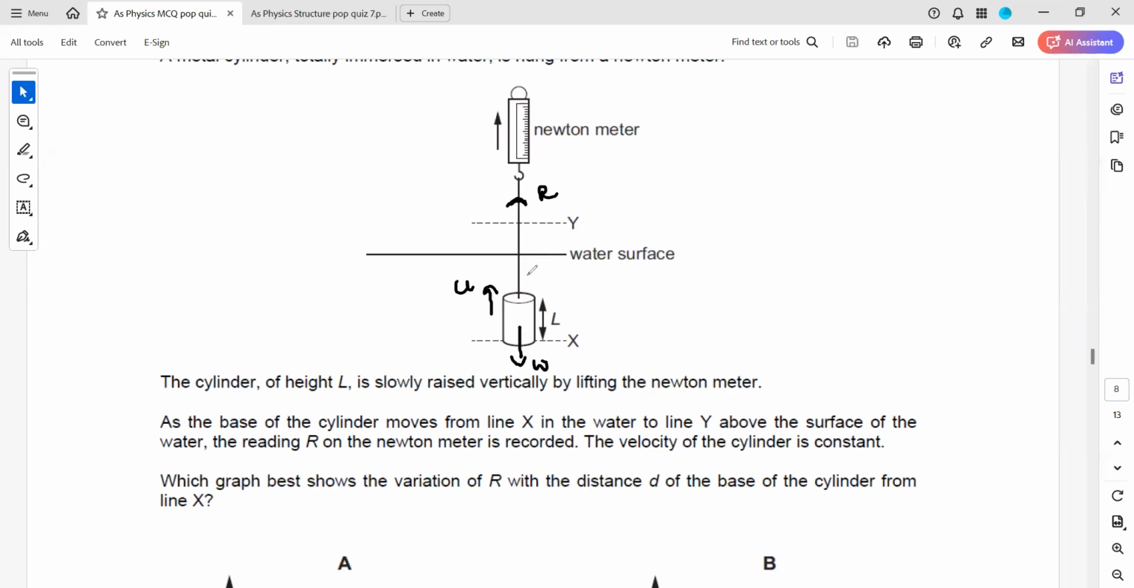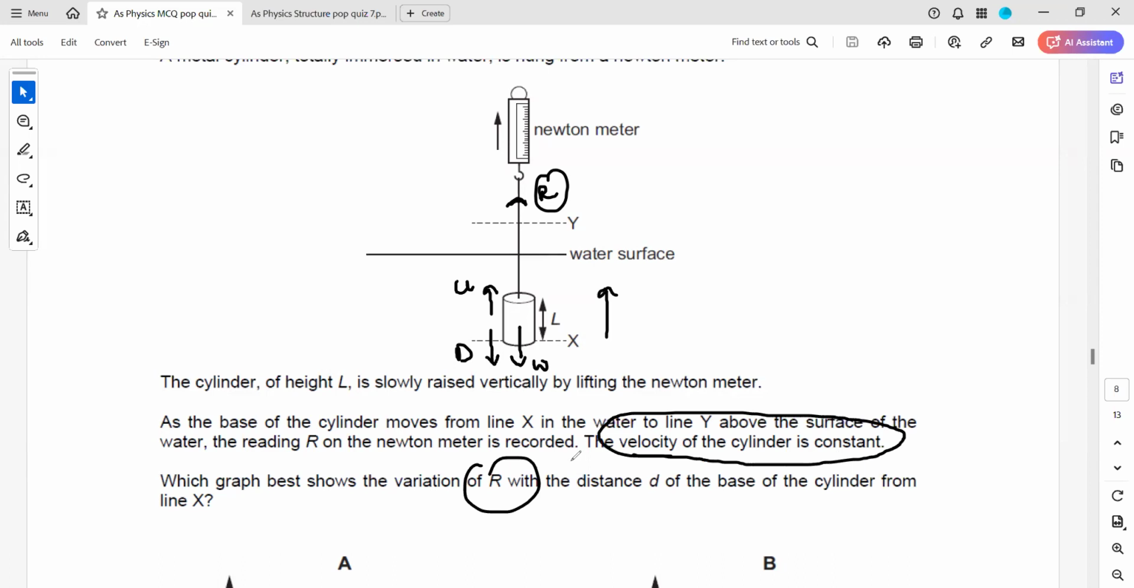You can also say F, you can also say R, because we want the variation of R. And there will be another force, a drag force, because when an object is moving through a fluid there will be a drag force. What is R? R is the force which we apply by using this Newton meter. So as the object is moving at a constant velocity, there is no resultant force.